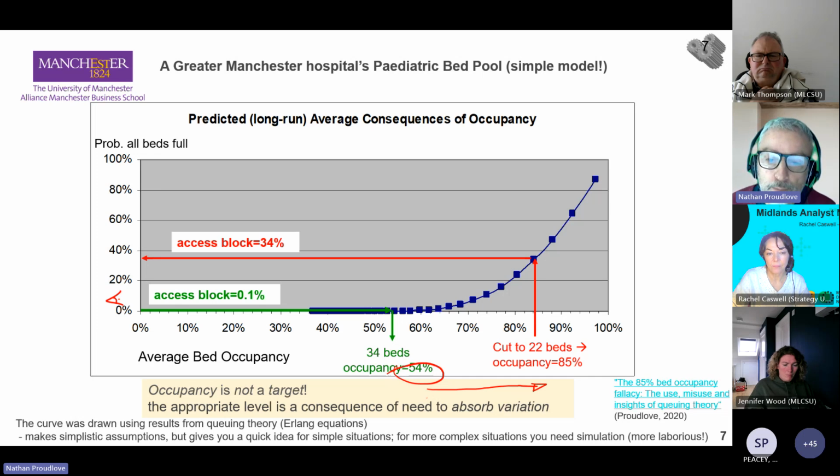So the message is occupancy is, number one, not a target, and certainly not a target to apply to all bed pools because they have different characteristics.